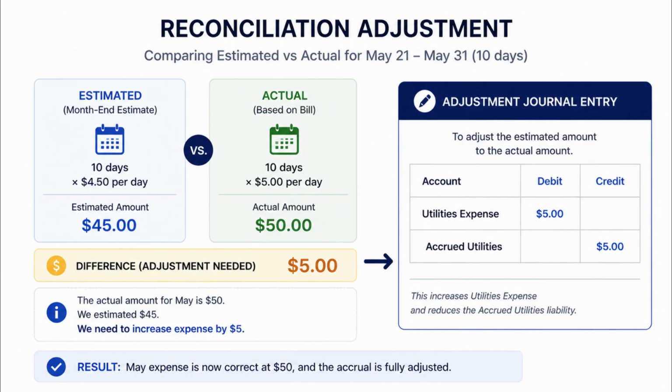Now, if the difference between your actual and your estimated was such that the estimate was higher than the actual, then this journal entry would be in reverse. So you would debit your accrued utilities, which is a decrease, and you would credit your utilities expense, which is a decrease, recognizing that you subtracted too much value from your income in the first case, and you're just making that adjustment.